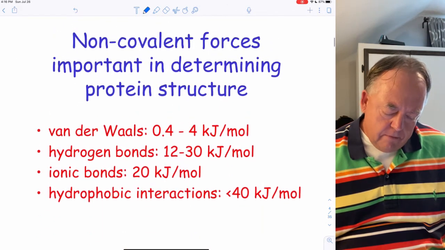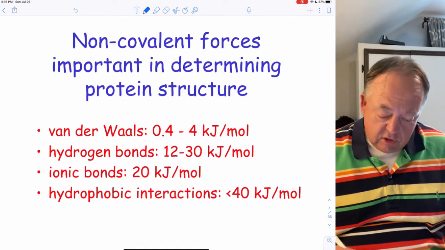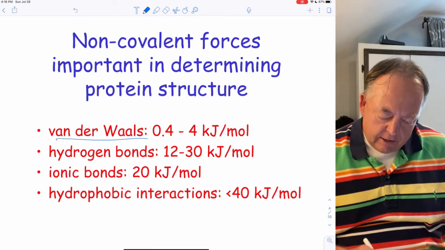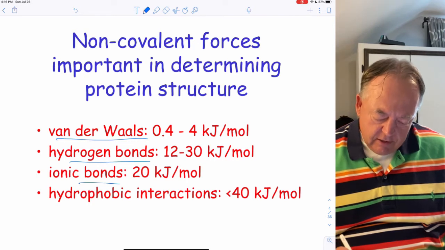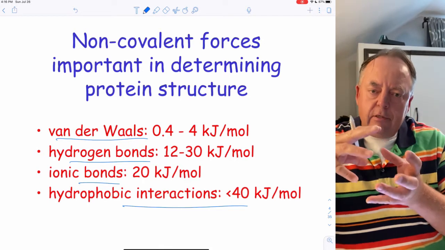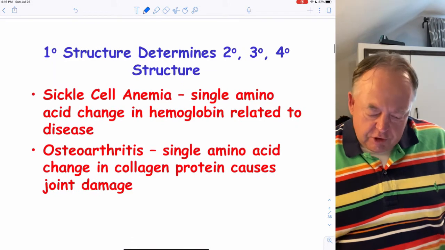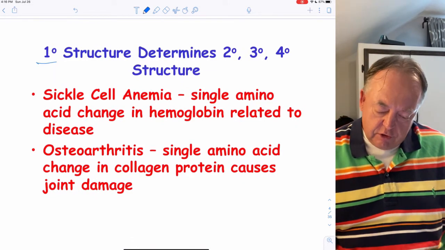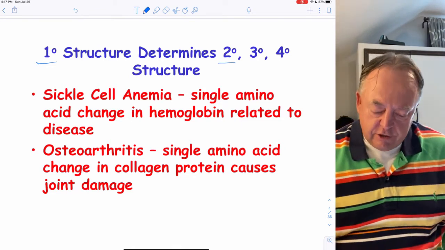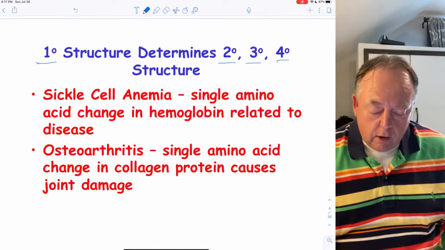What gives the protein its shape would be non-covalent forces and some covalent forces, but primarily things like van der Waals forces, hydrogen bonding, ionic bonds, and hydrophobic interactions are all going to be at play to give a protein its 3-dimensional shape. Primary structure is extremely important because the sequence of amino acids in the protein determines the secondary structure, and that determines the tertiary structure and the quaternary structure.